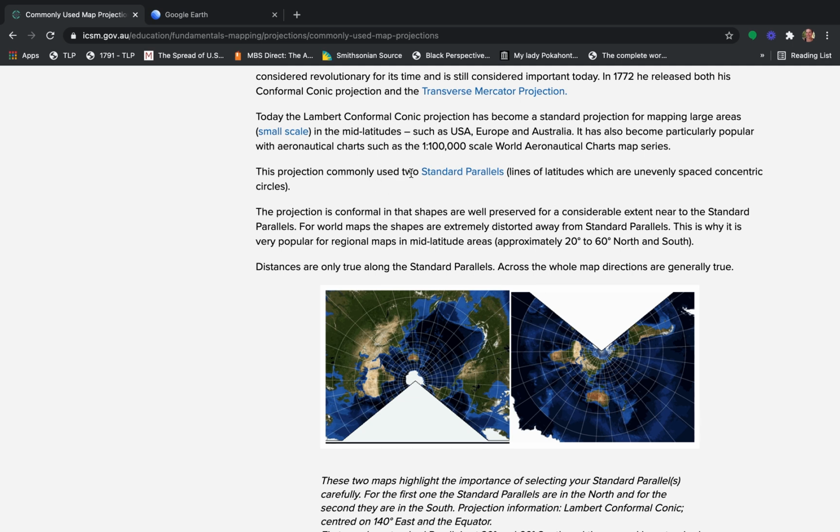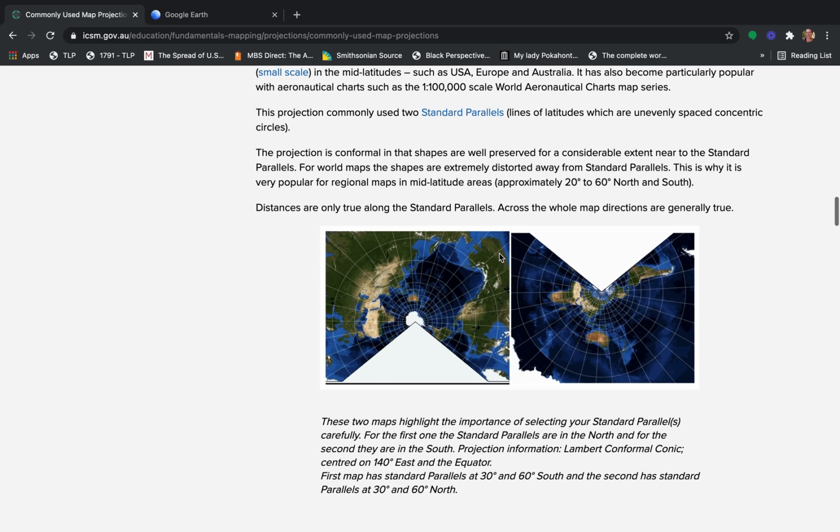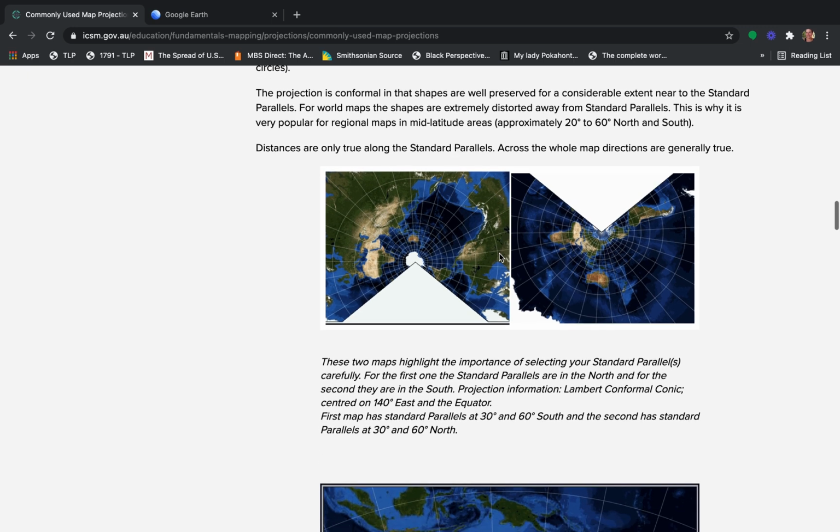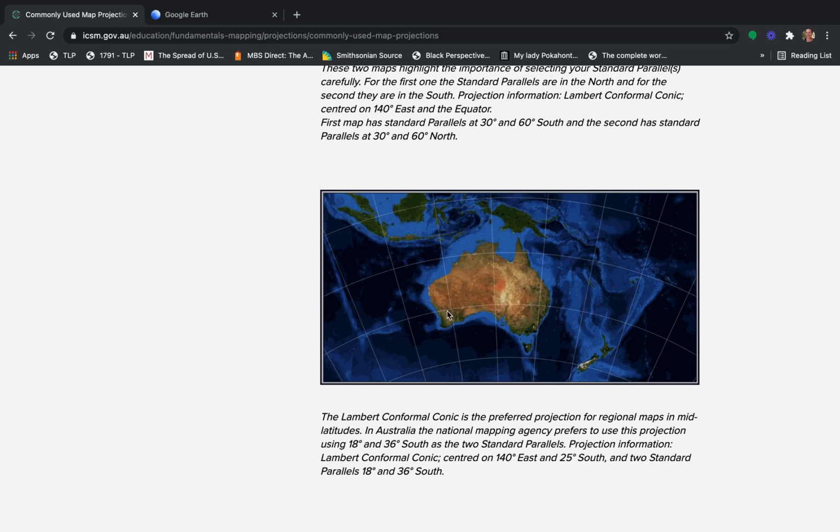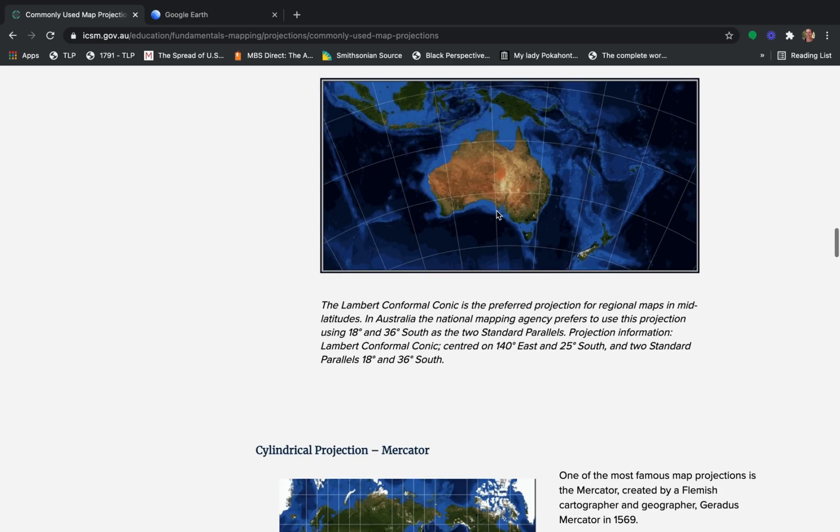The projection commonly uses two standard parallels. So remember, we had our lines of latitude, which are unevenly spaced concentric circles. The projection is conformal, and shapes are well preserved for a considerable extent near the standard parallels. So for world maps, its shapes are extremely distorted away from standard parallels. This is why it's very popular for regional maps and mid-latitudes. And distances are only true along the standard parallels. Across the whole map, directions are generally true. So this was our cone. That's what we used for Australia.